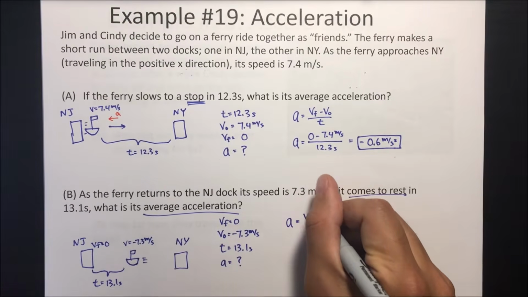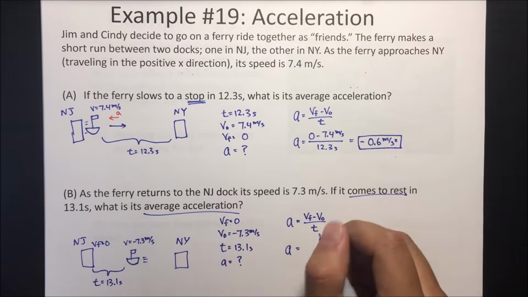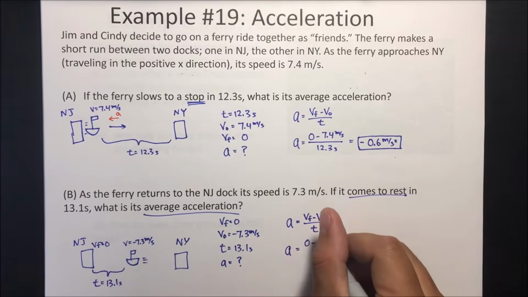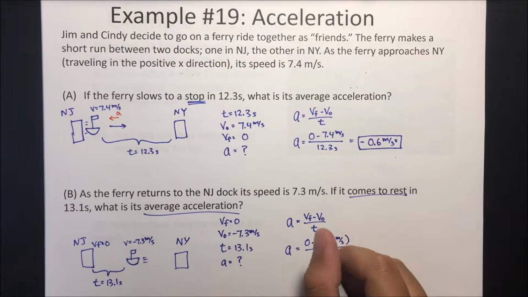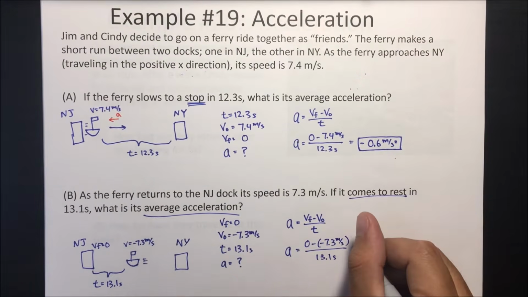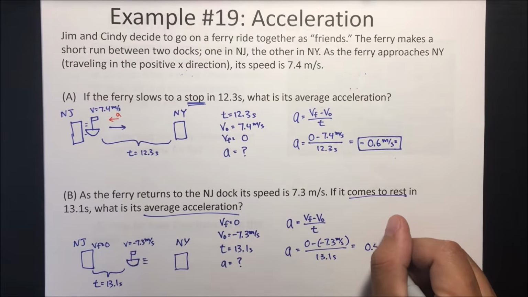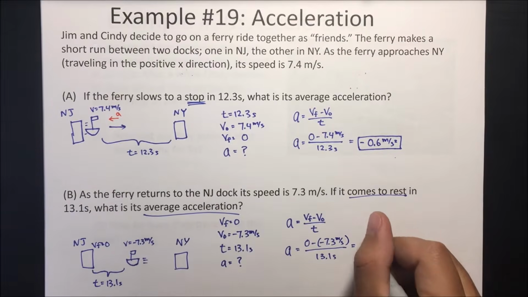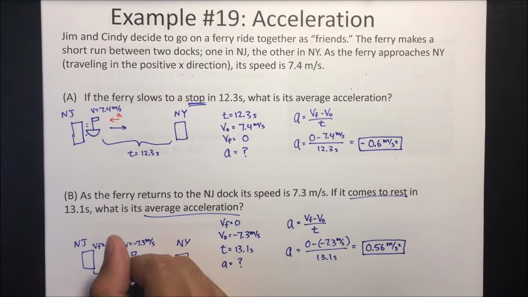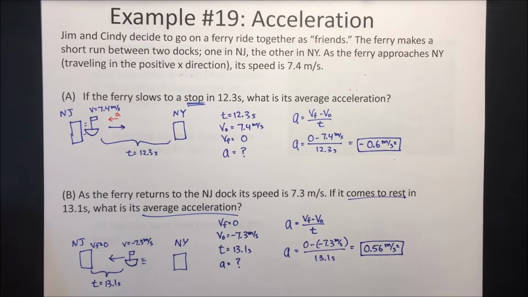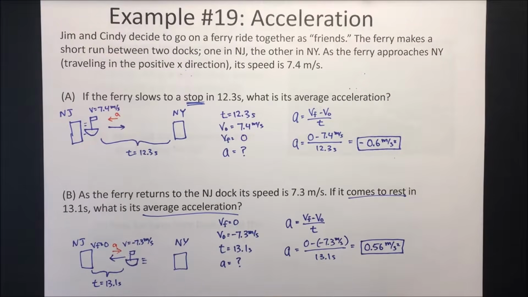Acceleration is equal to the final velocity minus the initial velocity over time. Acceleration is equal to final velocity, which is 0, minus initial velocity, which is negative 7.3 meters per second, divided by the time, 13.1 seconds. And this gives us an acceleration of 0.56 meters per second squared, and it is positive. And it should be positive because if it's moving to the left, but it's slowing down, that means the acceleration is going to the right. And right is positive.